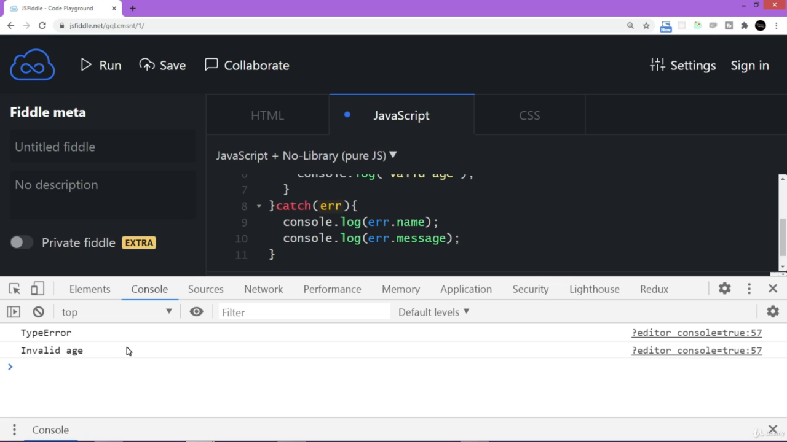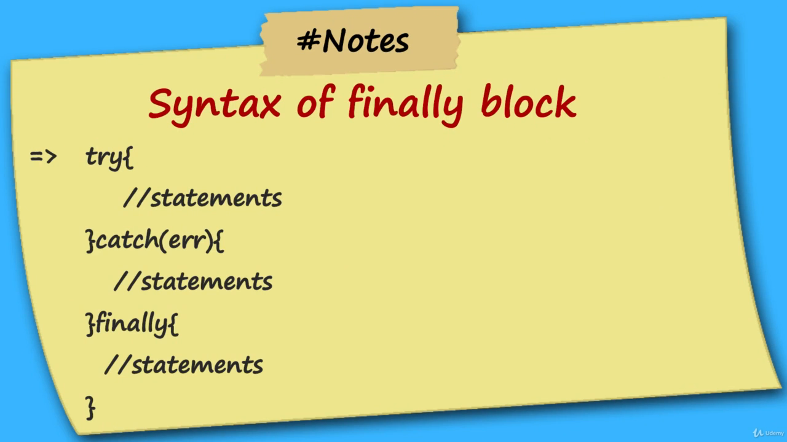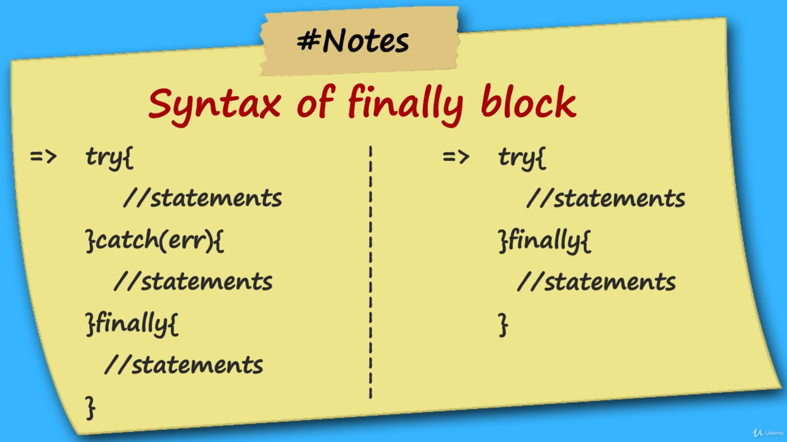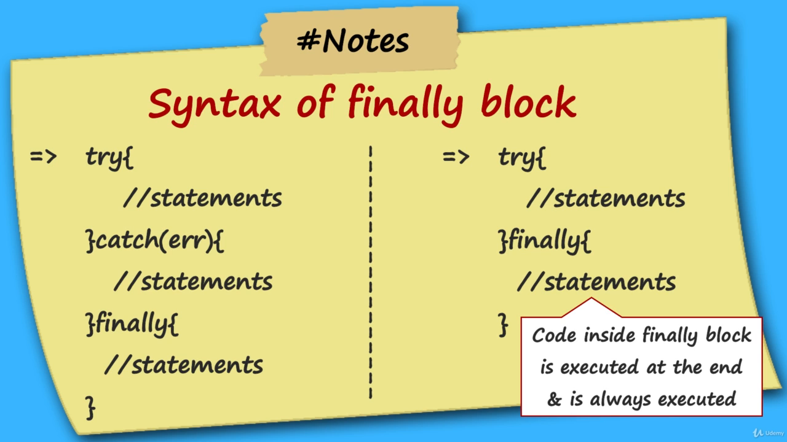Alright, the way we have tried the try catch block, there is one more block which can be added with try catch or even without catch, and that is the finally block. The syntax is like this. We can have the try statements, catch statements, and finally, or even without catch, that is something like this where we have try and the finally block. The code placed in the finally block is executed at the end of the block and it is always executed.